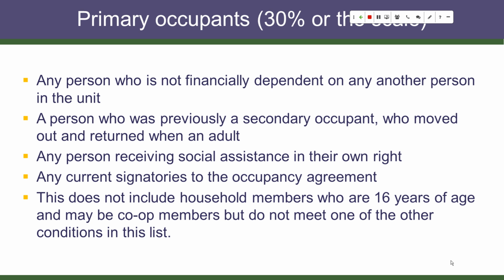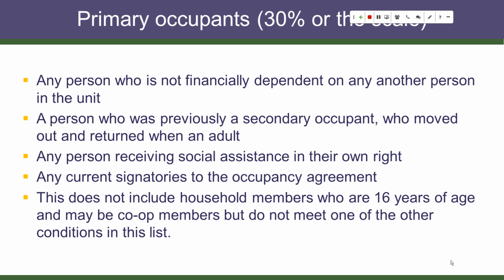You could also have a primary occupant as any person who is not financially dependent on another person in the unit, or a person who could have been a secondary occupant at one point, moved out and returned and is an adult. It could be somebody who is receiving social assistance on their own. They could have a parent that's working, but they're receiving social assistance. They would be considered a primary occupant. There would also be any current signatories to the occupancy agreement.